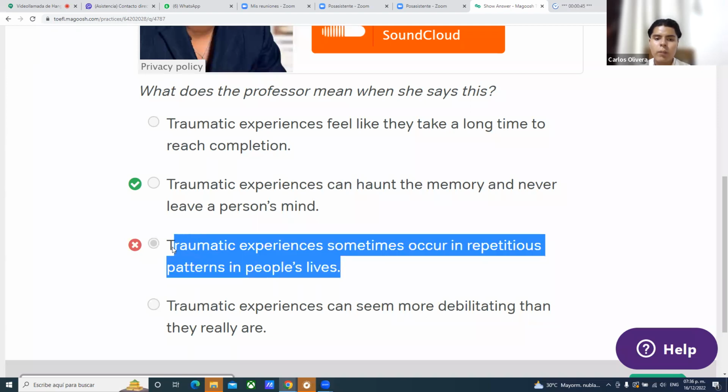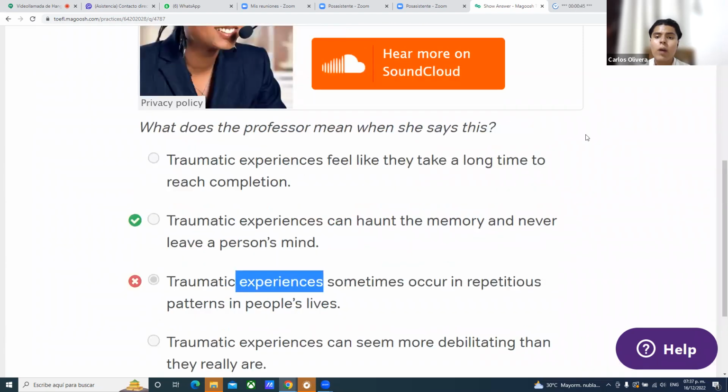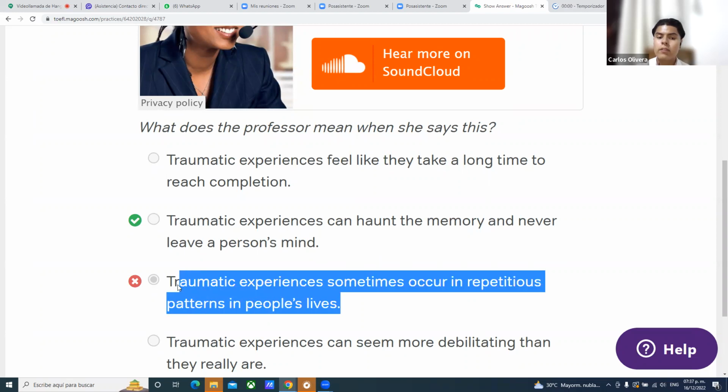You know what? This is not the correct answer: traumatic experiences sometimes occur in repetitious patterns in people's lives. It's because in this case, it is talking about the experiences. But notice that in this audio we listened to, it was talking about the memories of the experiences, right? So it is not that experiences are repeated. Or for example, if you suffered abuses in the past, you don't suffer those abuses once again and once again. In this case, it's talking about how you remember those abuses and how that makes you feel endangered and painful, right? So yeah, in this case, it's not the correct answer because it confuses that particular thing. It is not talking about the experiences as such, but the memories of these experiences, right?